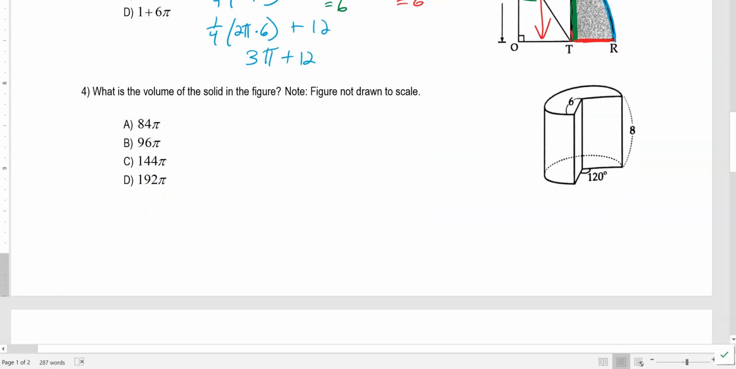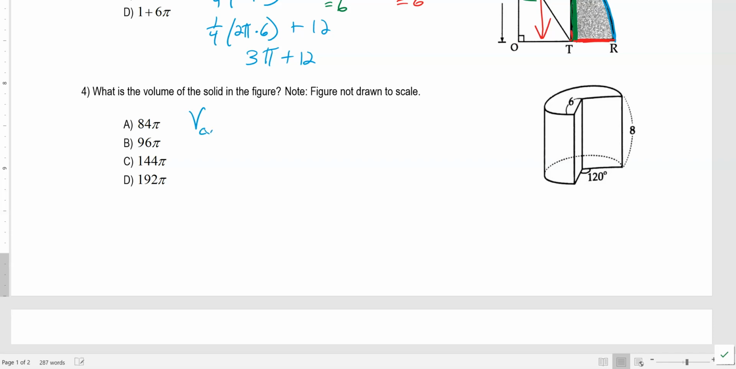Number 4, find the volume of the solid. The figure is not drawn to scale. So we know that for a cylinder, the volume of a cylinder is going to be pi r squared h. It's the area of the base times the height. This is going to be in your booklet, just so you're aware, on the SAT. They give you this formula for a cylinder. Obviously, you have to know it's a cylinder, but they give you that formula, pi r squared h.